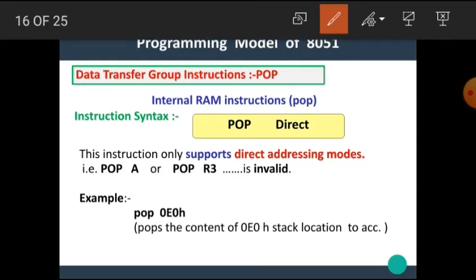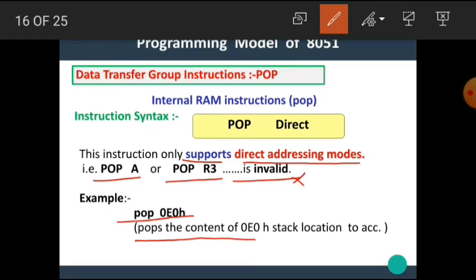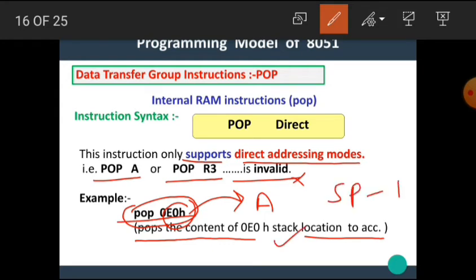this instruction only supports direct addressing modes, that is, pop A or pop R3 is invalid. For example, pop 0E0H means it pops the content of the stack location into the 0E0H location. After this instruction is executed, whatever the content in the E0H memory location is loaded into the accumulator, and in this instruction the stack pointer is decremented by 1.